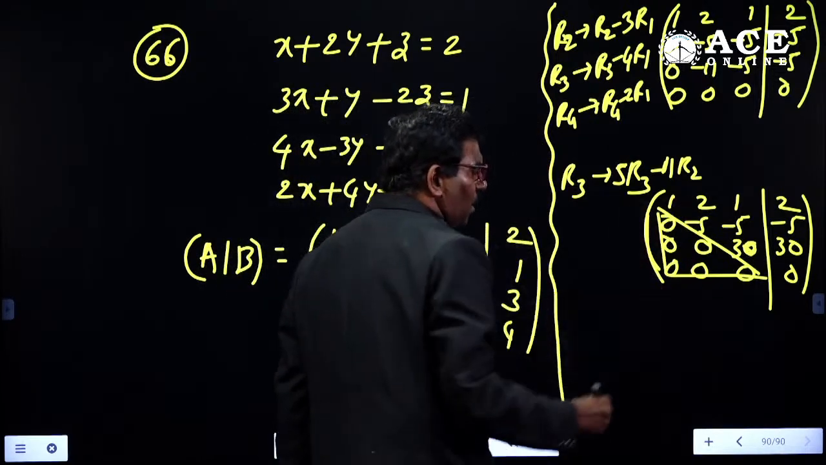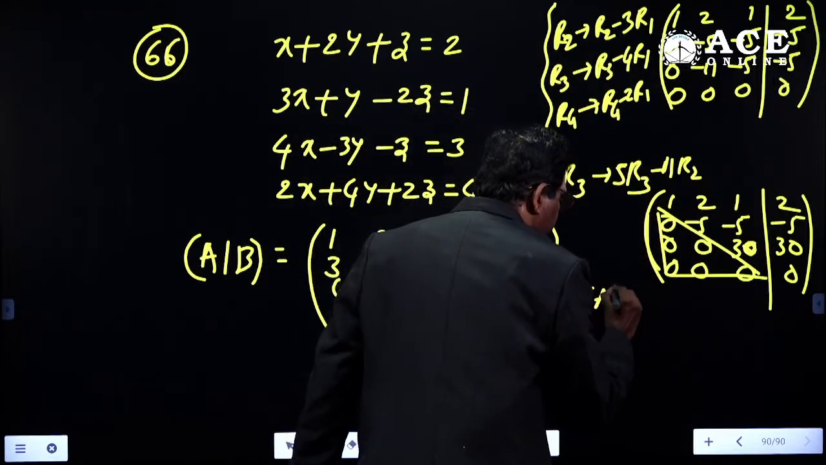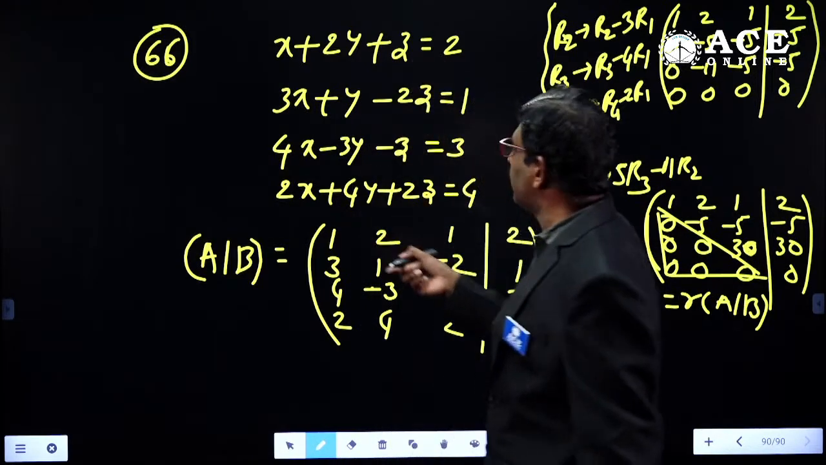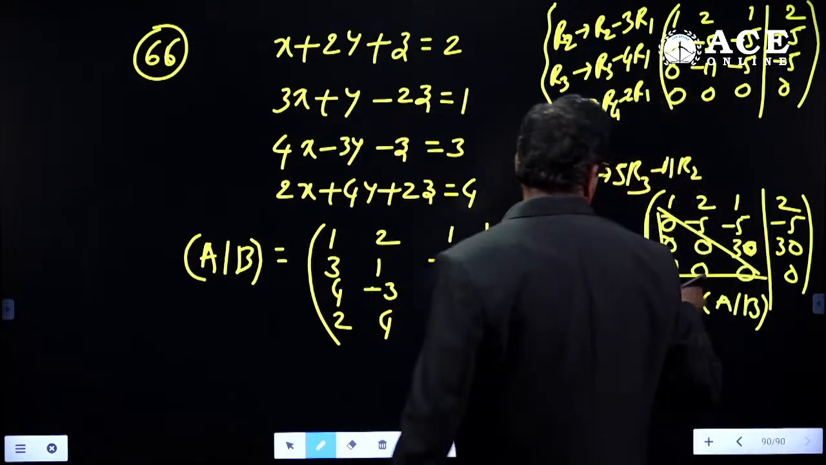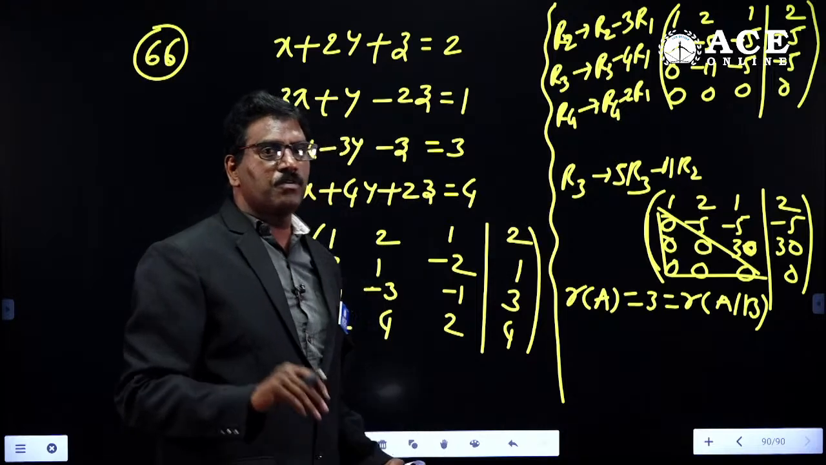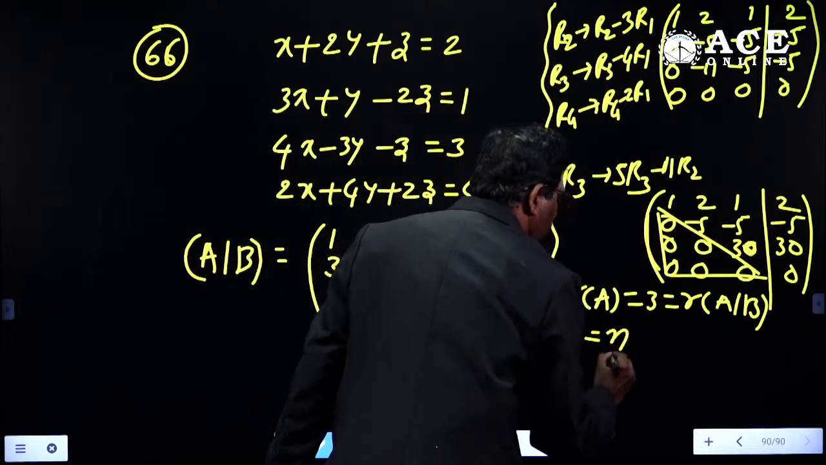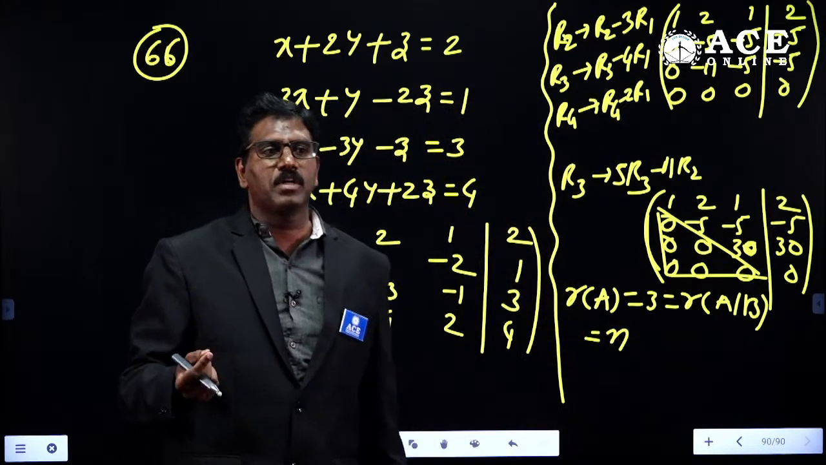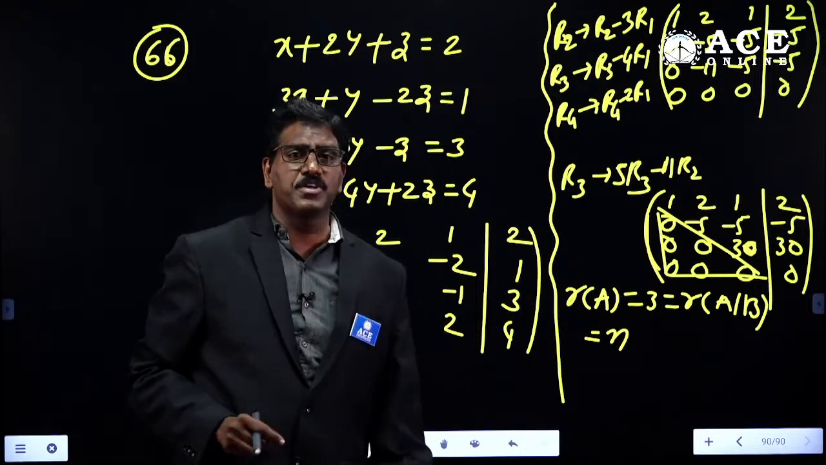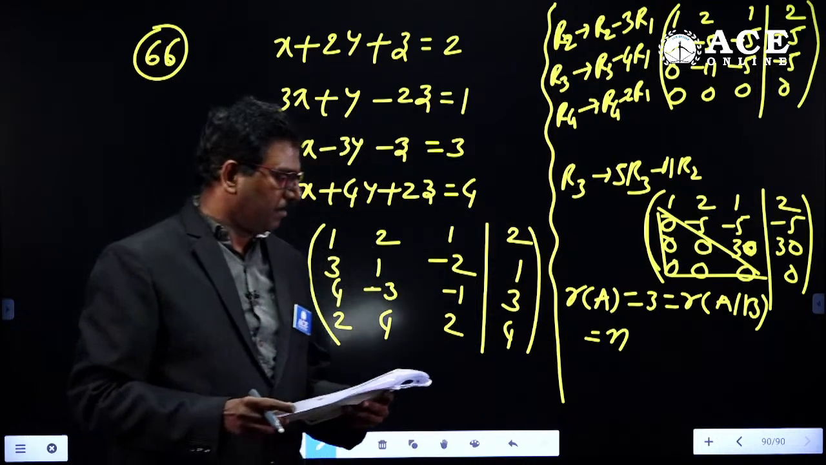Now, how many non-zero rows are there? 3. So what is the rank of A here? Rank of A is 3. That is equal to the rank of the augmented matrix. How many unknowns are you observing? Total 3 unknowns. The number of unknowns is 3, so this is equal to n. So rank of A and rank of the augmented matrix are both equal, and that is equal to n. Therefore this system has a unique solution. Unique solution means which option is right? Option 1 is correct.